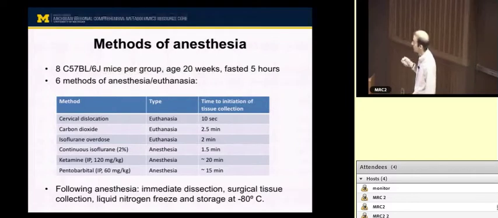One, which is commonly used, is continuously administered isoflurane anesthesia using an inhaled anesthetic machine. Another one is ketamine, commonly ketamine xylazine is a common combination, and then another one is pentobarbital. Continuous isoflurane takes effect pretty quickly. Ketamine and pentobarbital take a little bit longer to take effect. Following anesthesia, the animals were immediately dissected, surgical tissue collected, and then the samples were pulled out and liquid nitrogen frozen as quickly as we could do, and then stored at -80.